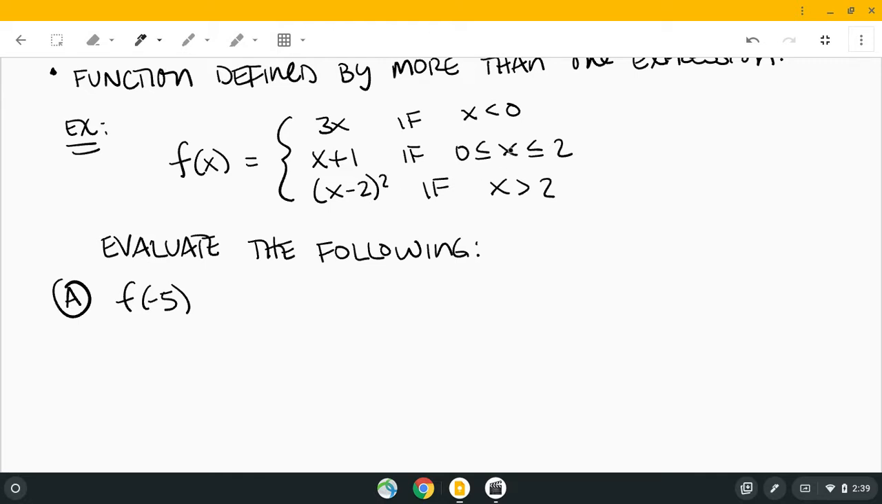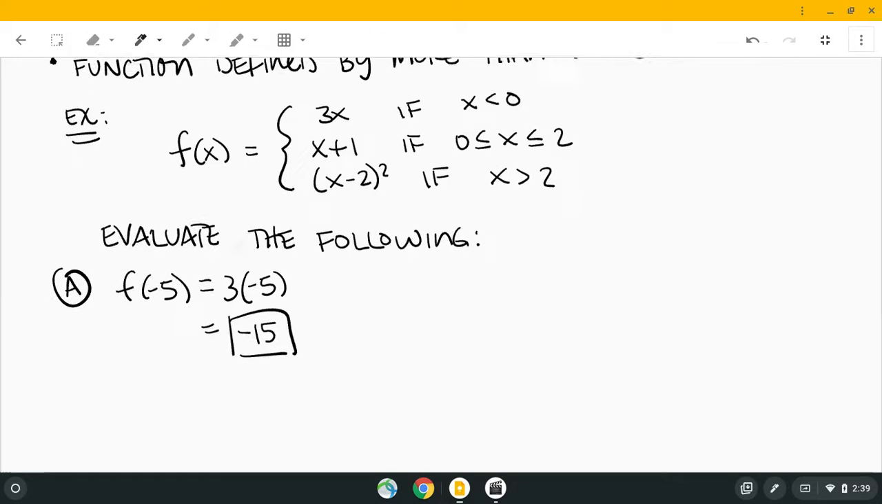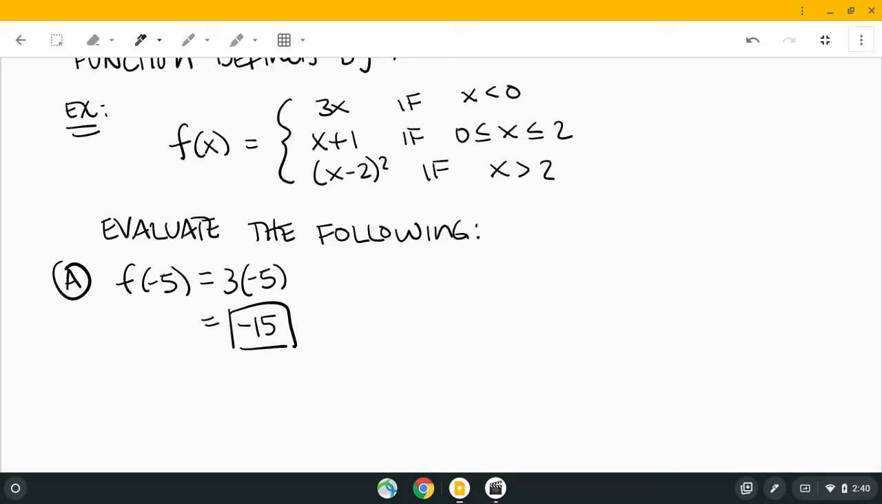What about this one? Is your x value between 0 and 2? No. So we're not going to use this function. Is your x value less than 0? Yes. Then this is the function, in terms of x, that you are going to use when you evaluate f of negative 5. So f of negative 5, using that first function, is going to be 3 times negative 5, and that answer is negative 15. Okay? All right. Let's go ahead and try another one.